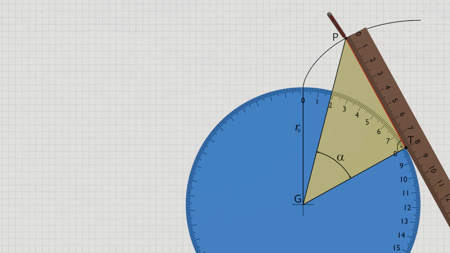Furthermore, the distance TP corresponds to the circular distance on the base circle SD, since in the involute construction the rolling straight line rolls on the base circle without sliding. Therefore, the given relationship applies.